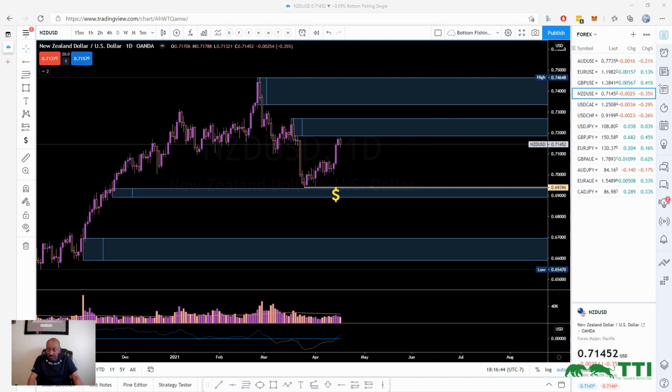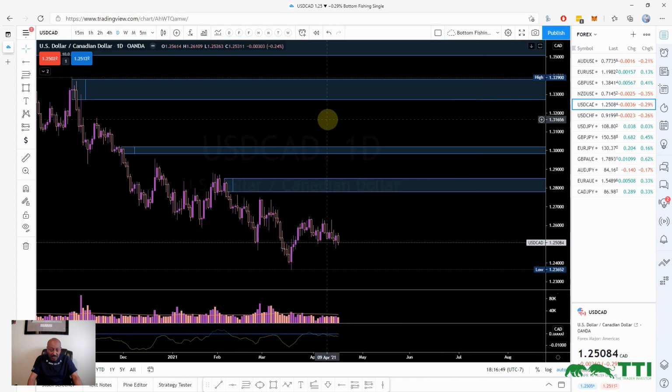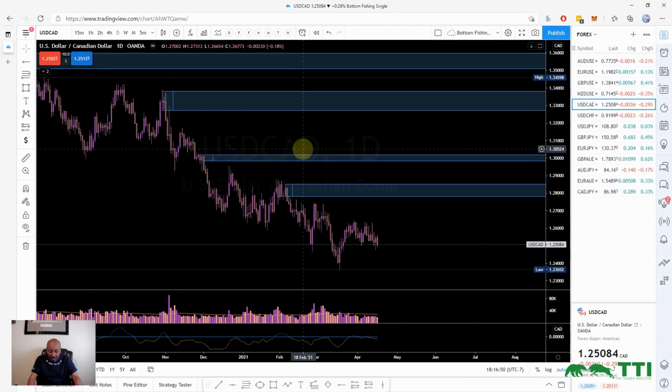So now let's go to USD CAD, the Canadian dollar. On this one, far away from any order blocks right now, there's really nothing that excites me. You might want to draw an order block down here. However, for me, I'm not clearing any level of highs, so I don't treat this as an order block.